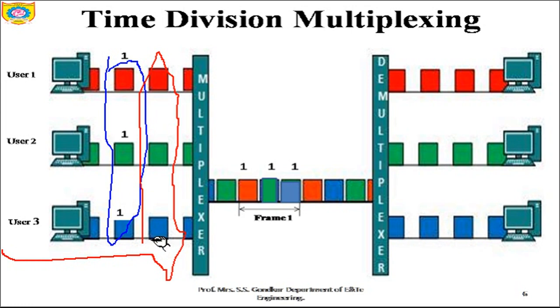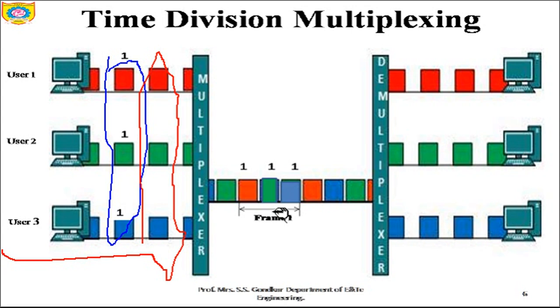So the size of each unit will be the same. See here, all the units are having the same size. That is, it can be 1 bit or more bits. Right now I have considered only 1 bit. So 1 bit from user 1, 1 bit from user 2 and 1 bit from user 3, so they form a frame. You may have more than 1 bit also, so it depends on the number of bits you want to transmit.